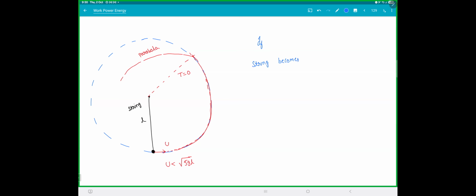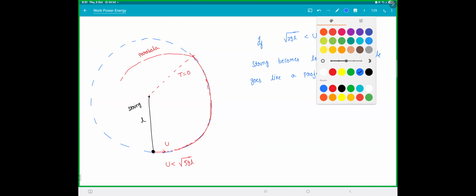Actually, this should be u greater than root 2 GL, or else you won't even go to the upper quadrants. And less than root 5 GL. Then this is the picture you will see. This is how the path would look.